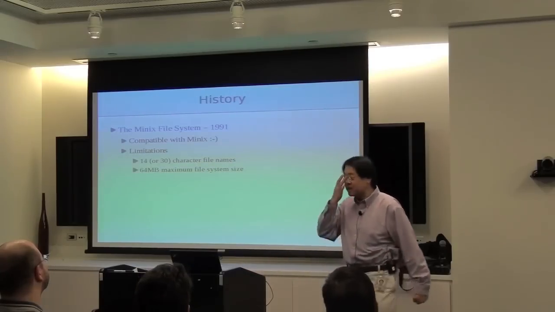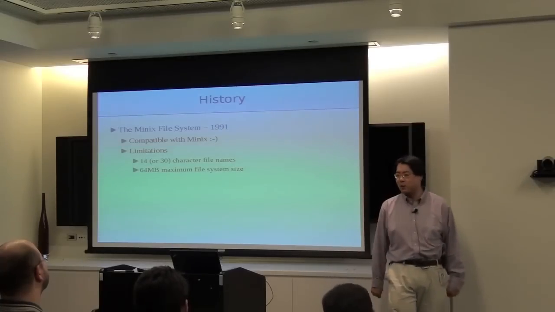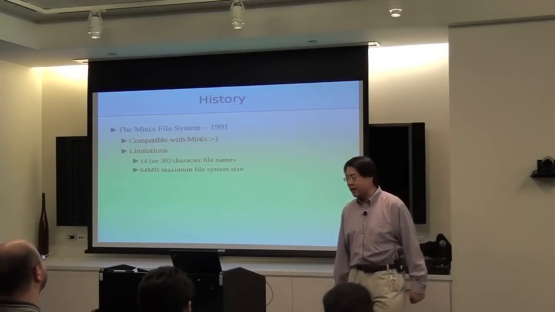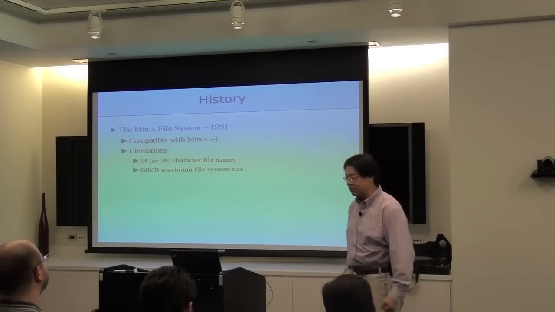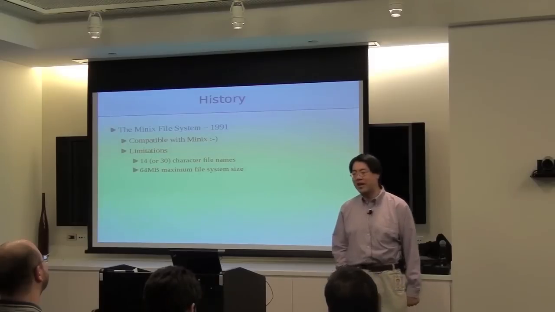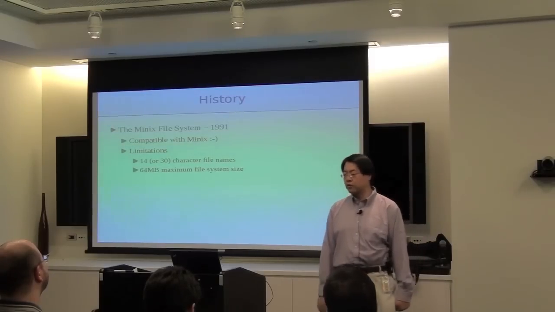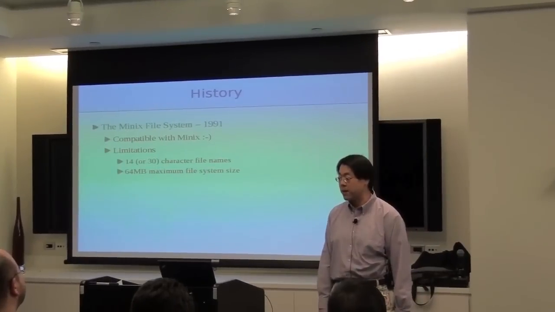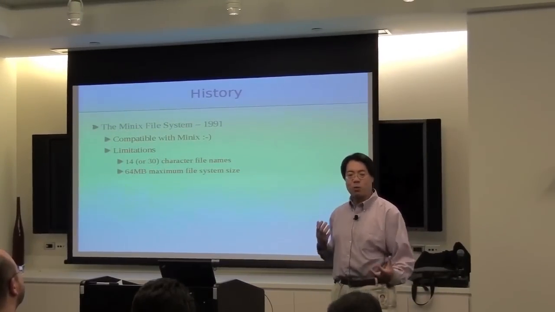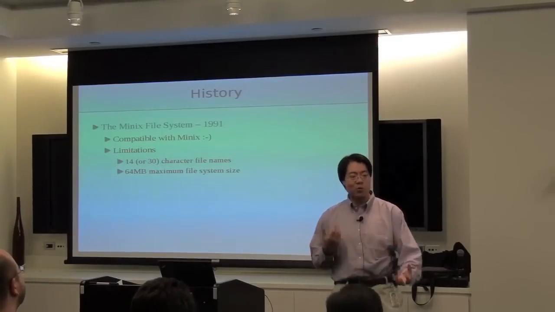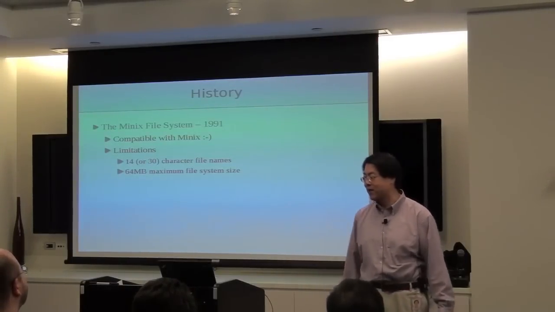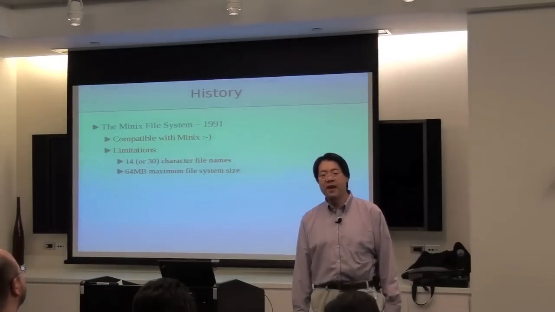So, let's set the Wayback Machine, go back to 1991, when Linus first released Linux, and the first file system that we actually had in the Linux kernel tree was the Minix file system, and that was kind of important because the Minix user space was what we used to actually bootstrap the Linux kernel way back then.